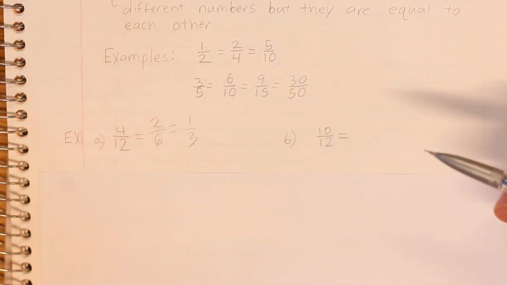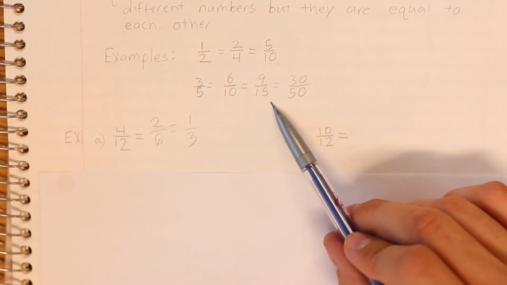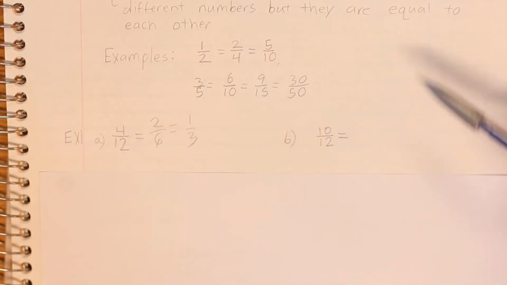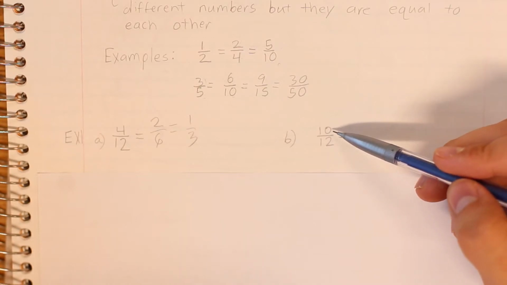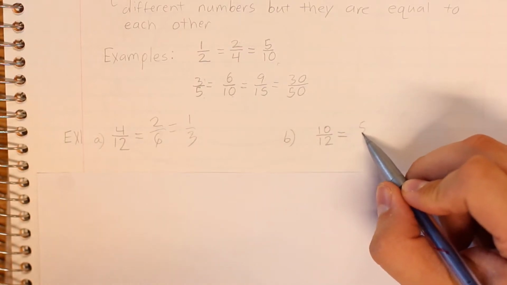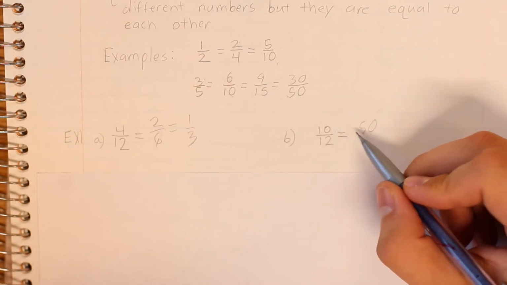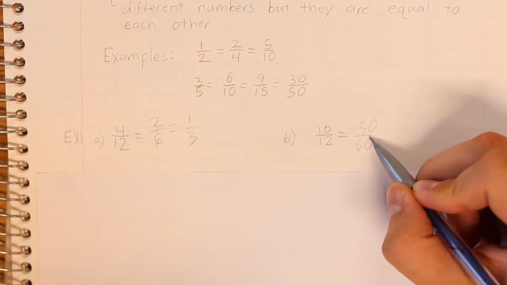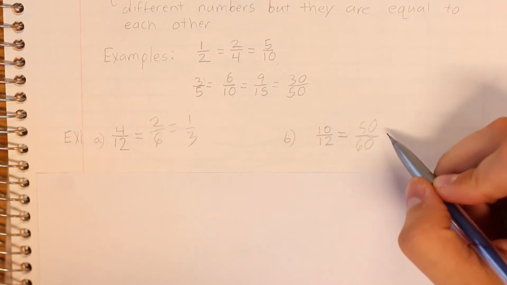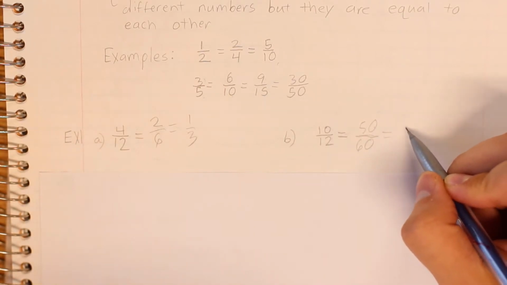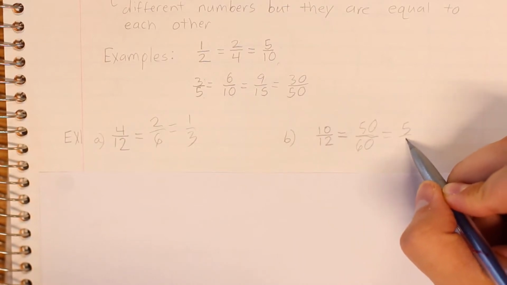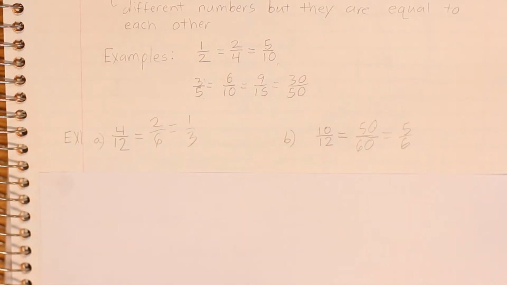But you can also get equivalent fractions, as you'll notice up here, by multiplying both top and bottom by the same number. So for instance, I could multiply the 10 times 5 to get 50, and I could multiply the bottom number by 5 and I get 60. So 10 over 12 is the same as 50 over 60. I could also reduce that down to 5 over 6, okay? So these are examples of equivalent fractions.